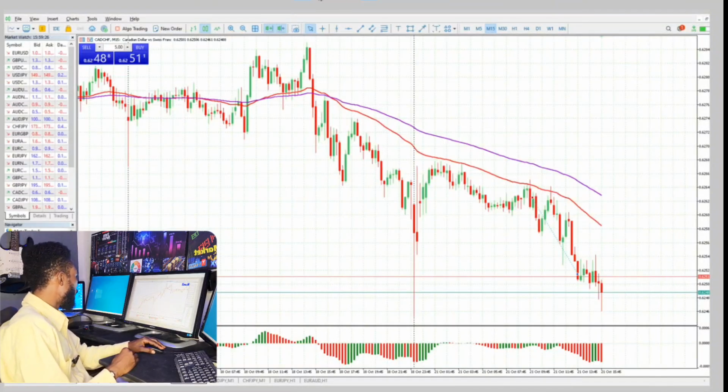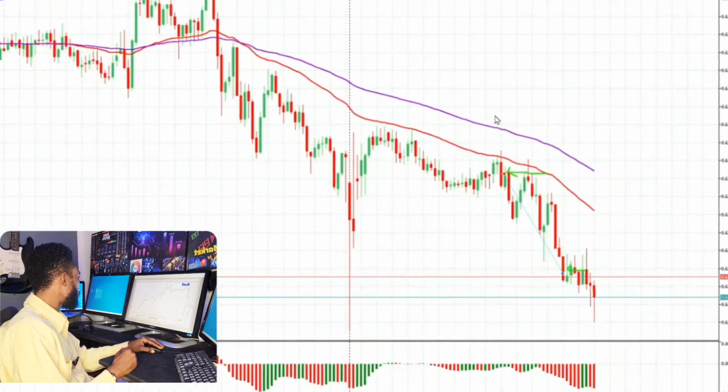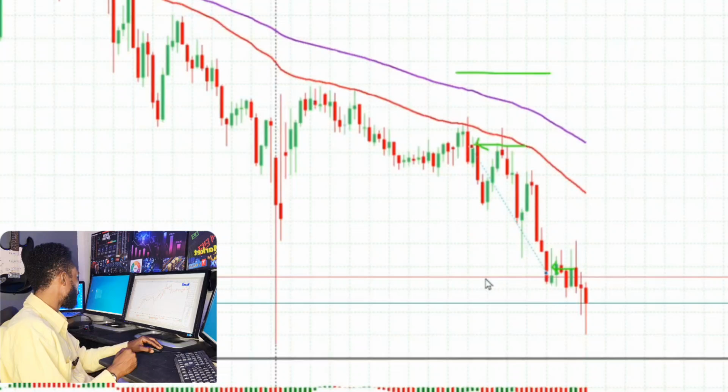You could see my entry was here. Can you see the entry log? Can you see this side? And my exit was here before I took the screenshot. So why did I enter here? My stop loss was somewhere here. My take profit target was here. Can you see? This is the log.